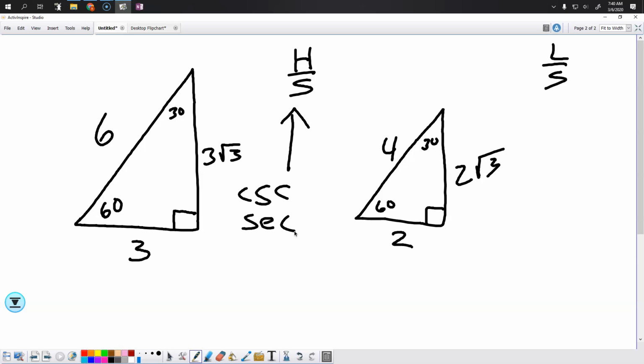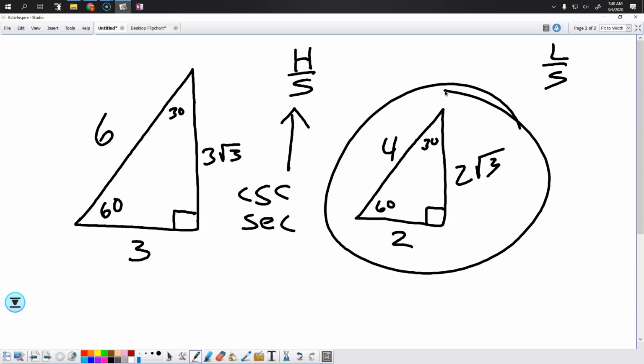Now here's another bonus point. How many different fractions could you possibly make? How many different fractions are possible? Pick two sides, make a fraction out of them. How many different fractions are possible there? 6. Nice job. Good job.